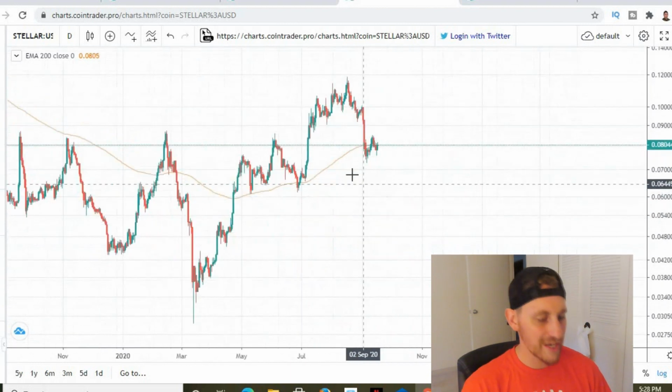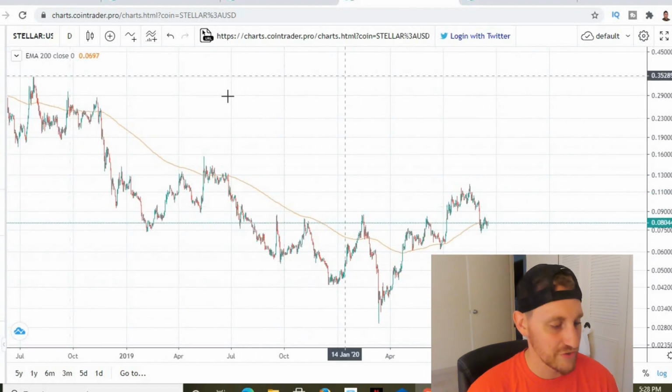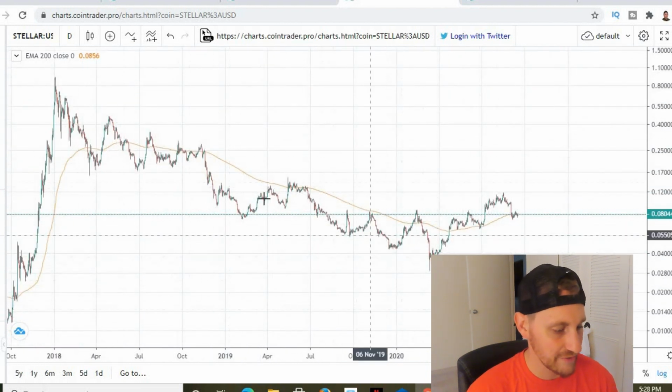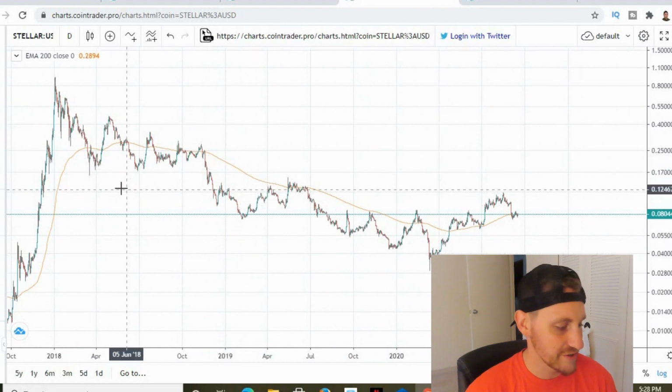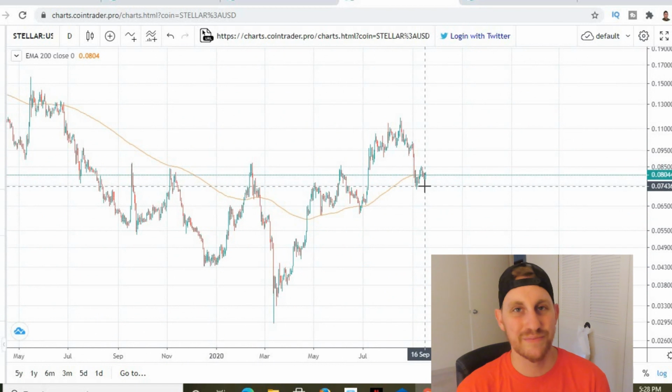So you guys can see how important this 200-day moving average is, where it just plays support and resistance all throughout this market, right? Resistance all in the bear market, support all in the bull market. And you guys should definitely keep this on your charts, right?